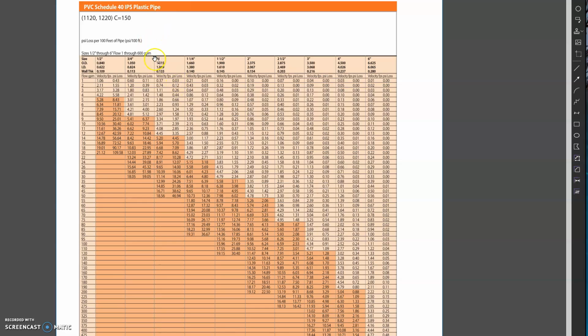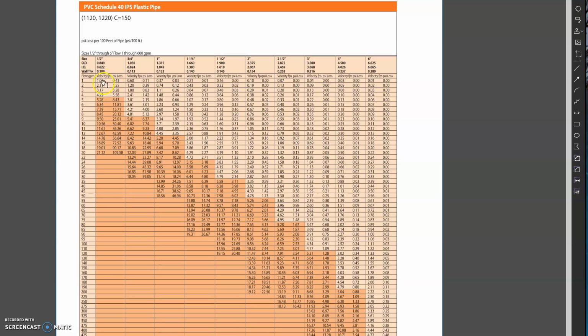What you can see on this chart is we have the flow in GPM on the left-hand side. And then going across the top, we have the different pipe sizes: 1/2 inch, 3/4, 1 inch, 1.25 inch, 1.5 inch, 2 inch, 2.5 inch, 3, 4, and 6 inch pipe. Other charts will go all the way up to 12-inch pipe. But especially for a residential system, this chart is going to be more than sufficient for your needs.